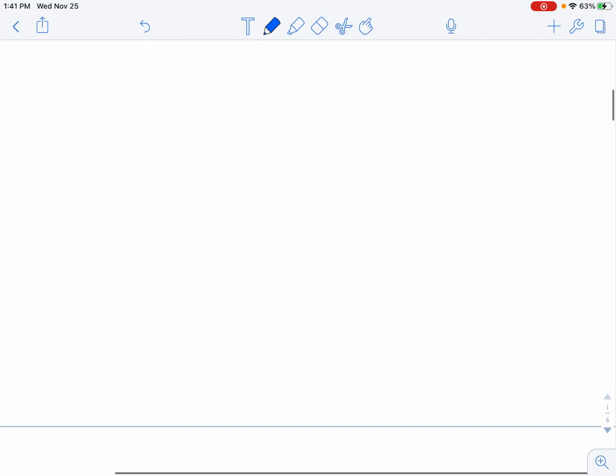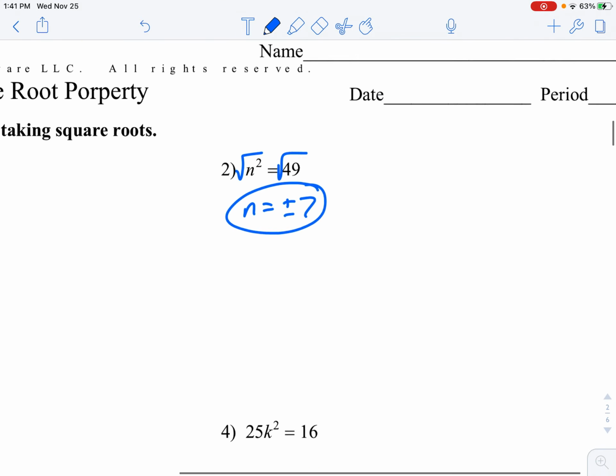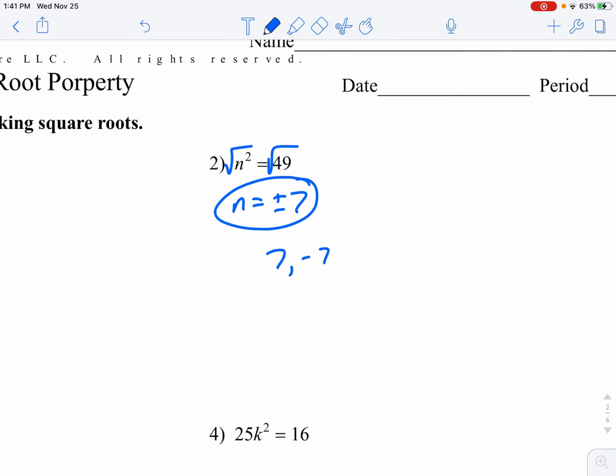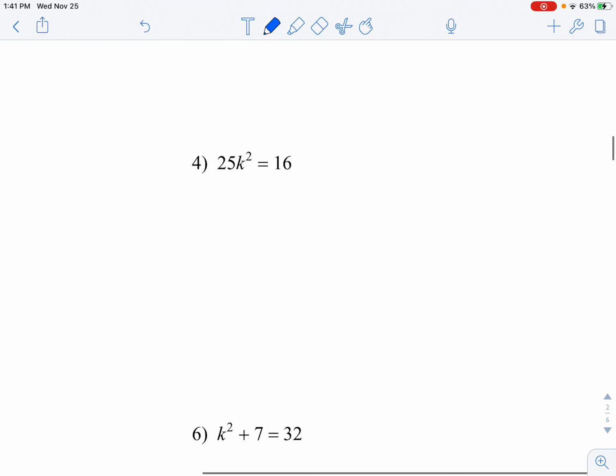Better get in the habit of writing my answer like this. Nah, I hate making those little brackets. They're such a pain. I think if I write the answer like this, you'll be good enough. It'll be the same.